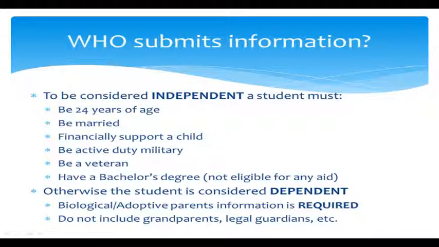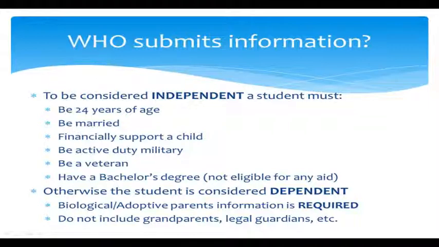So who submits information? Who has to be included? This is going to hinge to a large degree on whether the student is considered dependent or independent. And it's not as clear-cut as you might think sometimes. A student may think, well, I'm 21, I've been living on my own since I was 17. Unfortunately, unless they meet these criteria, they're still going to be considered a dependent student. These are the criteria to be an independent student.